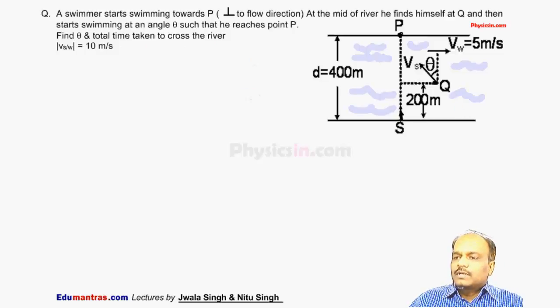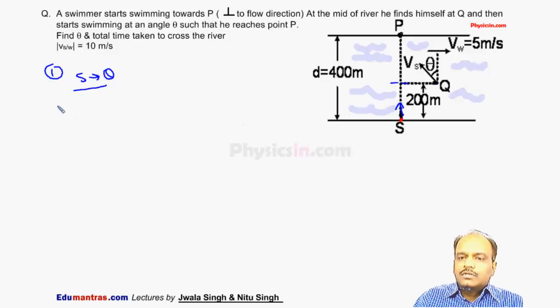Now let the swimmer initially start from here, S. He reaches this point P. We will discuss this question in two parts. In the first part, for S to Q, the swimmer is swimming along this line towards P.